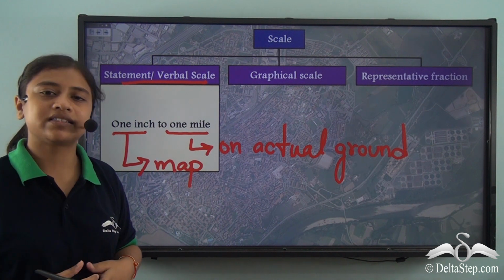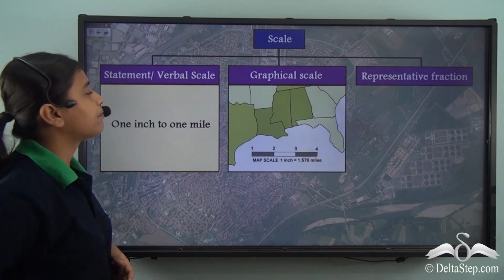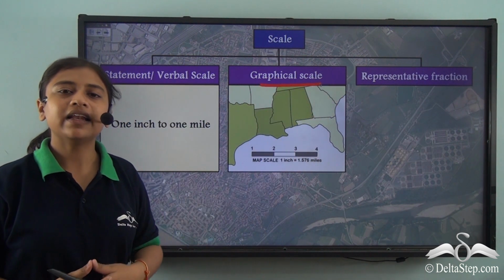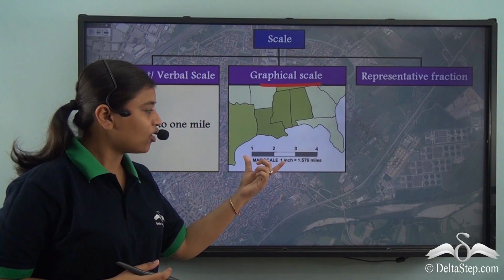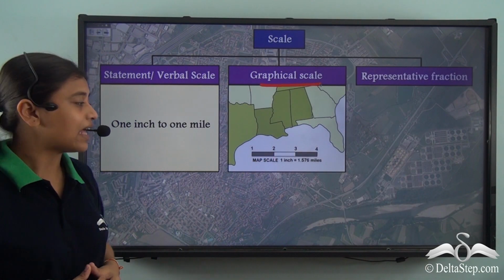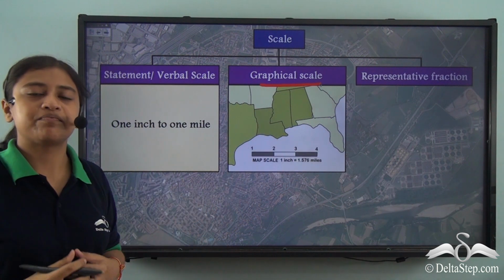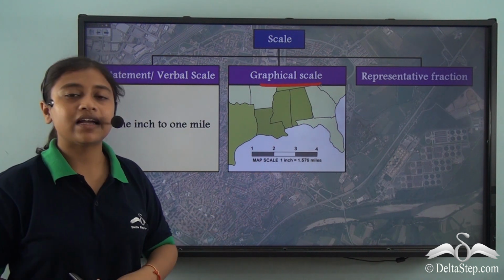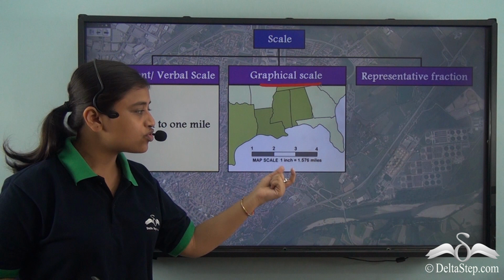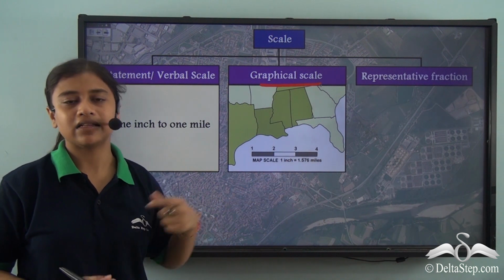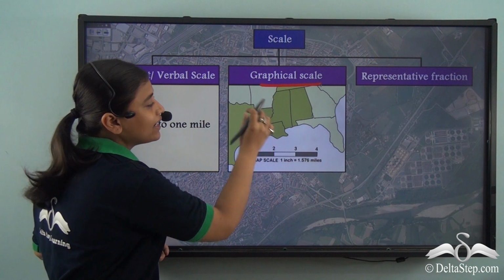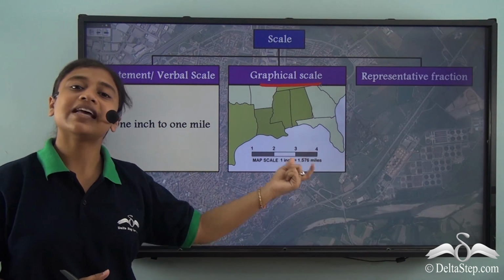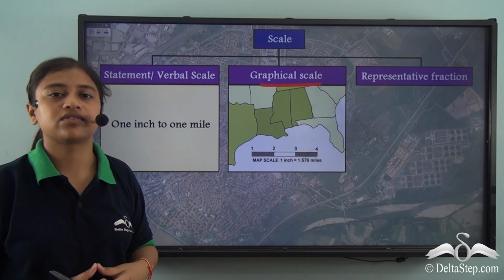Let's move on to another type of scale. Here we are talking about the graphical scale. The graphical scale is represented in a scale or ruler form, so the markings on the scale correspond to the actual area on the Earth's surface. Here it reads that the map scale is 1 inch to 1.576 miles. That is, every 1 inch on the topographical map will be equal to 1.576 miles on the real ground.